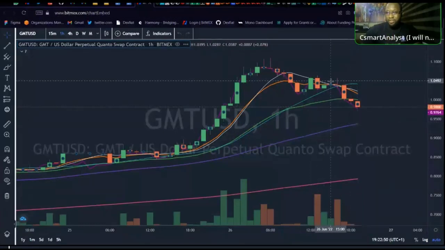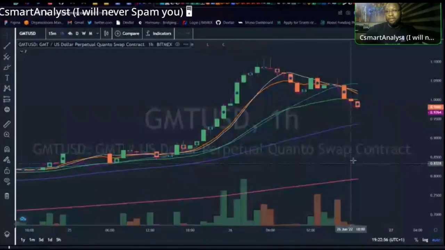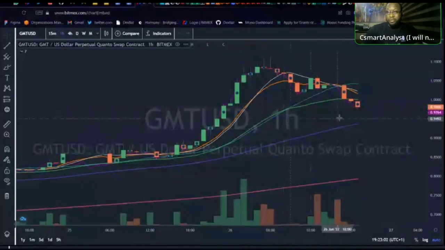I have the 8 moving average, the 7 moving average, the 21 moving average, the 50 moving average, and the 200 moving average. So I have all of them on the chart, and I use them for predicting the direction.